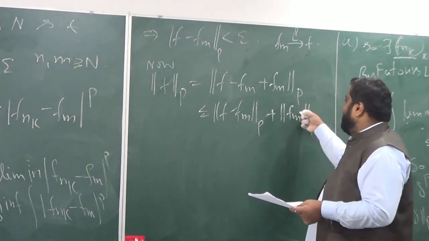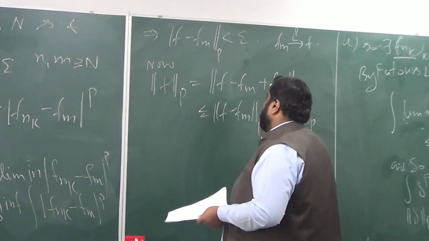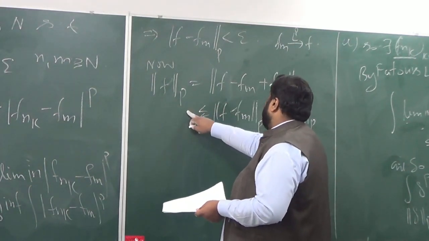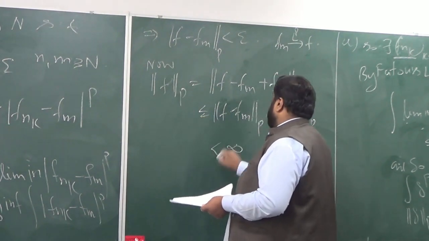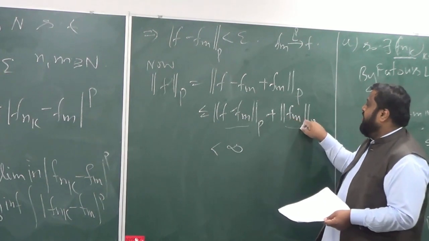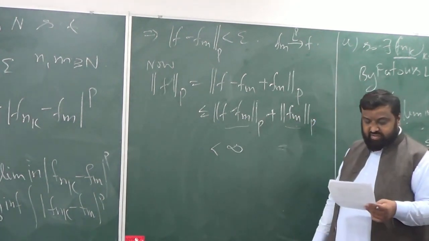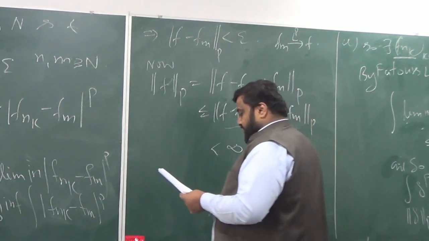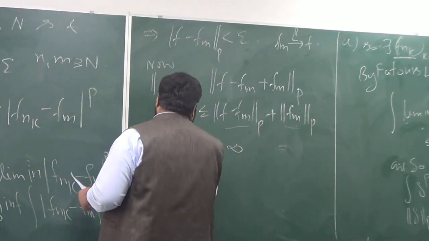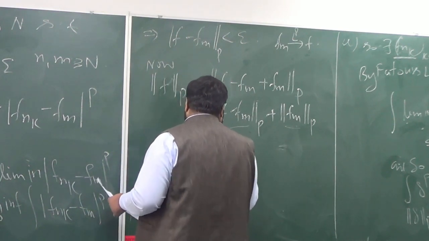I can play around with this term in such a way that, by the way, I don't need to show that this is less than epsilon, I just need to show that this is finite. So this is indeed finite. Why? Because it is less than epsilon and these guys are from LP actually. So this is finite. Okay. So that f is indeed in LP of mu. Okay.